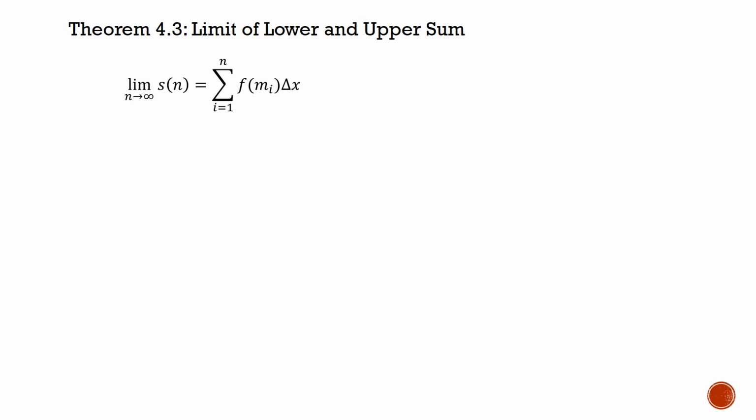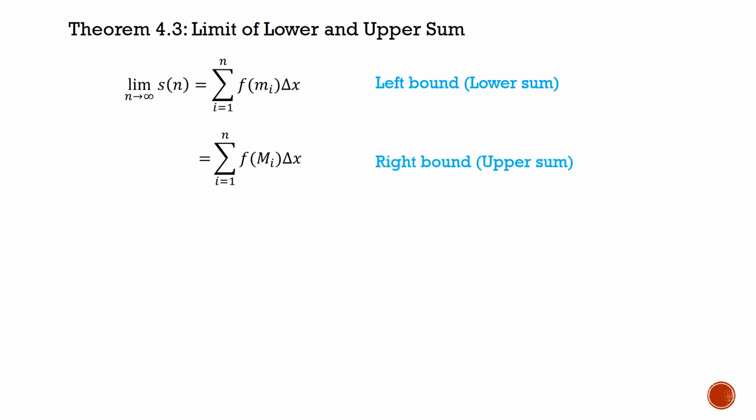I want you to think of delta x as the width of the rectangle, and f of m i as the height of the rectangle. What I want you to understand is that the small m i represents the left bound, or the lower sum, versus the capital M i, which represents the right bound, or the upper sum. If I'm using the small m i, the rectangle touches on the left side. If I'm using capital M i, the rectangle touches on the right side of the curve. So little m i is below the curve, capital M i is above the curve.